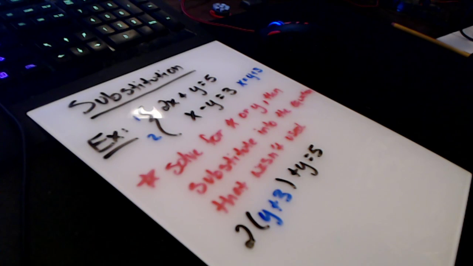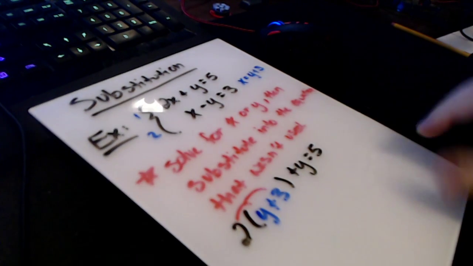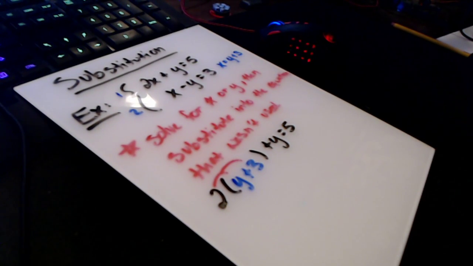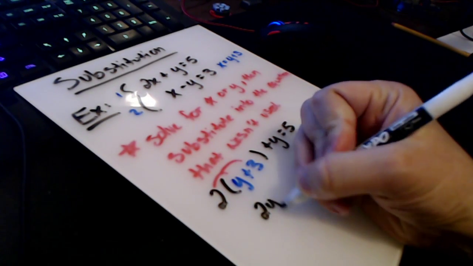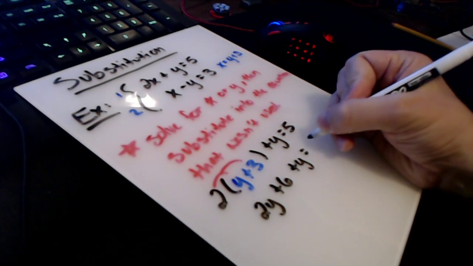And then I need to go through and distribute. All right, that is a key component here. This 2 needs to go to that y and that 3. And that gives me 2y plus 6 plus y equals 5.